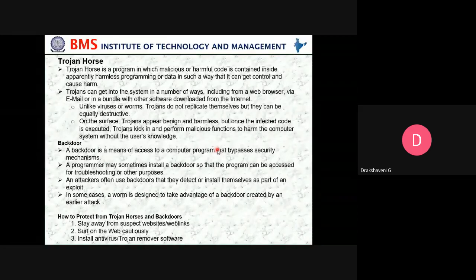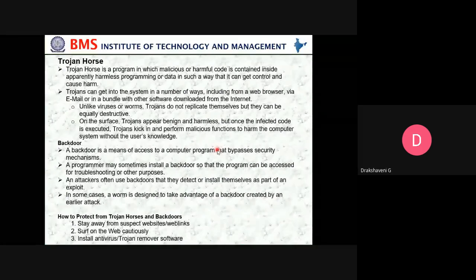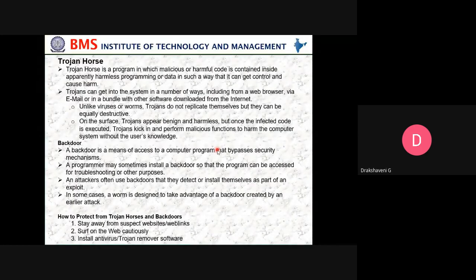How to protect from Trojan horses and backdoors? Stay away from suspected websites. When we see a suspected website, we don't click on it or its web links. Surf the web cautiously. Whenever we surf anything, whenever we start searching, we should do it very cautiously. Then install antivirus or anti-Trojan software to remove them.